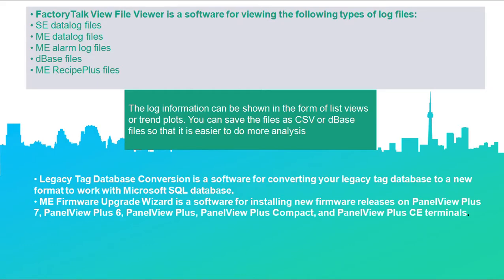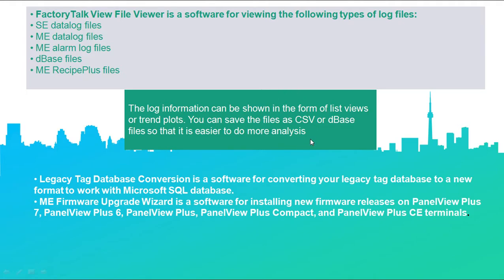FactoryTalk View File Viewer is a software for viewing the following types of log file. Whatever you did over there, they have been logged somewhere. And these are those files: SE data log files, ME data log files, ME alarm log files, DB files, ME recipe plus files. How to develop recipes. The log information can be shown in the form of list views or trend plots. You can plot them and you can have views. You can save the file as CSV.